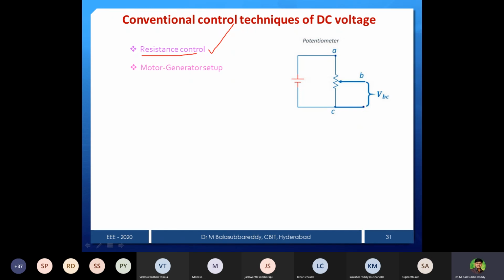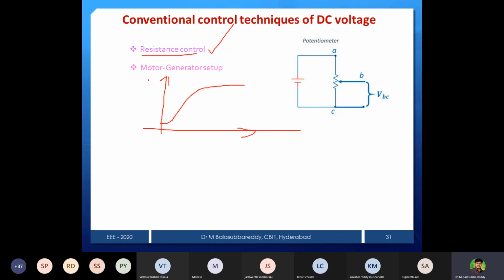So in our laboratory, one of the experiments is to get variable voltage. That experiment is the magnetizing characteristics of a DC generator, or OCC characteristics of a DC generator, or open circuit characteristics. So that experiment setup will give variable voltage from starting to the rated value, but it is not possible to get beyond the rated. This is a characteristic, if you remember.